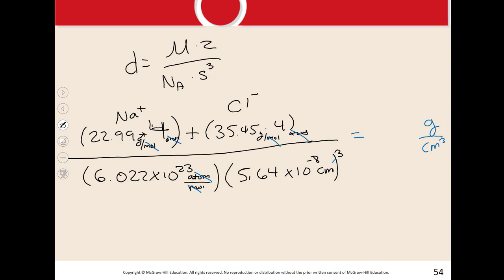Now, is it hugely dense? No, so not hugely dense. So we're looking for a number bigger than 1, but not something like 100. Anybody get a number that sounds reasonable? Good. 2.16 grams per centimeters cubed. Anybody's calculator giving them something different?